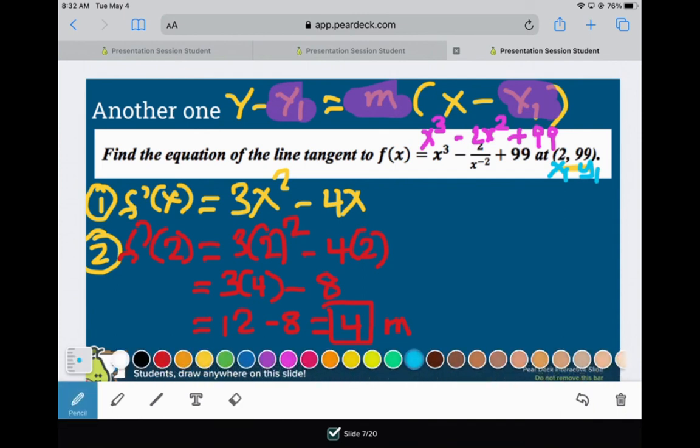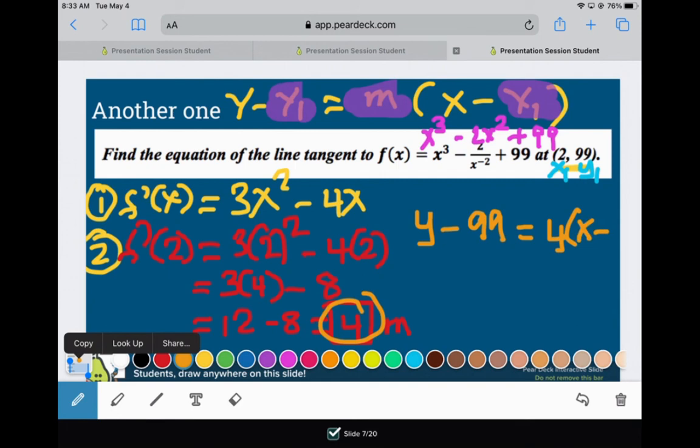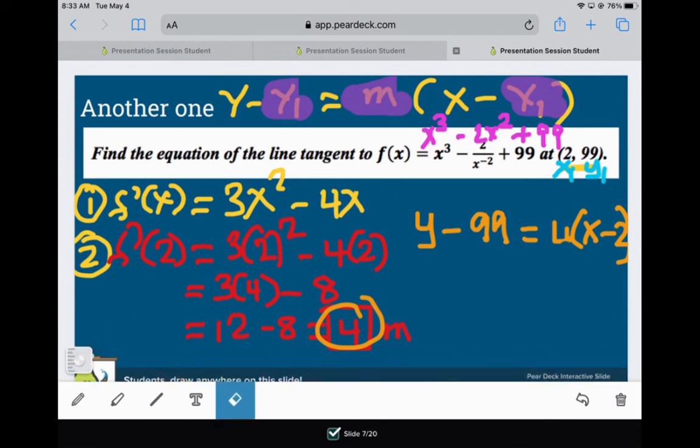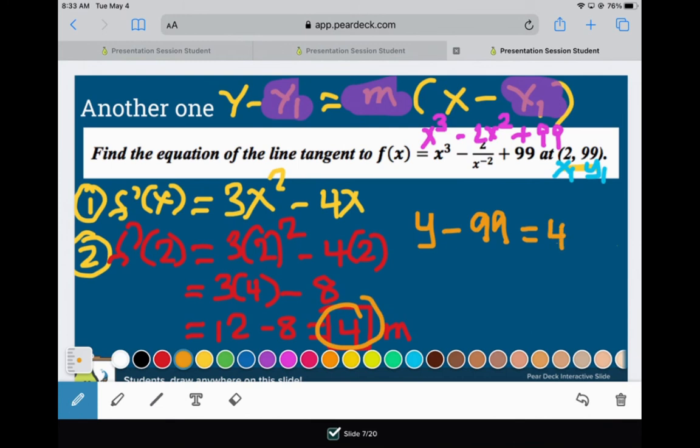So I'm going to write my equation: y minus y1, which is 99, equals the slope that I just solved for right here, which is 4, and then x minus x1, which is 2. And this is my tangent line. I'm going to rewrite this a little bit. It doesn't look very clear. y minus 99 equals 4 times x minus 2. And this is my tangent line.